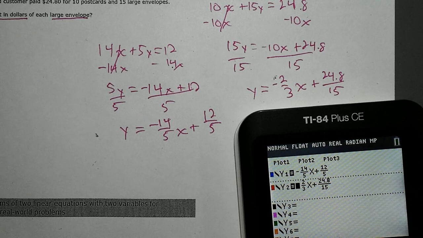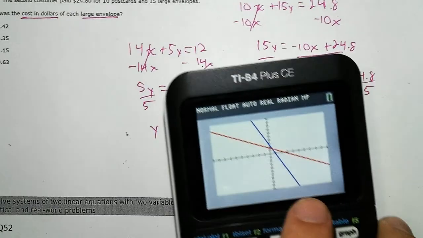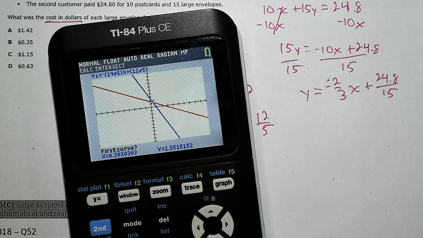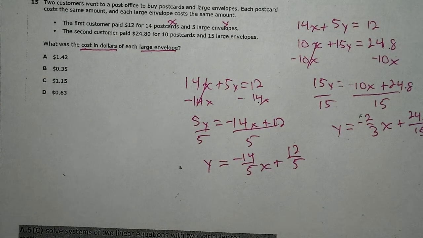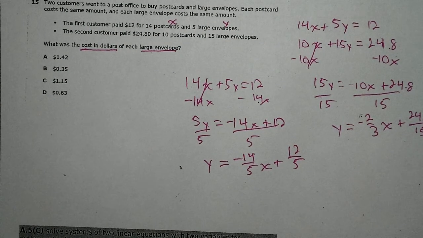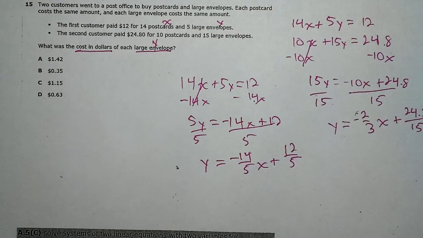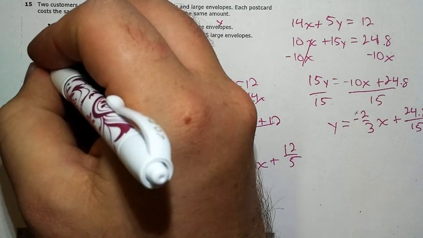Now, if you hit graph, you're going to see these lines do cross. Their solution is going to be at the intersection. So second trace, go to intersect, 1, 2, 3. 0.35 for the X and 1.42. Well, we wanted to know the cost of the large envelope, which we had labeled earlier as the Y. So the Y value is 1.42, so the cost of large envelopes is $1.42.